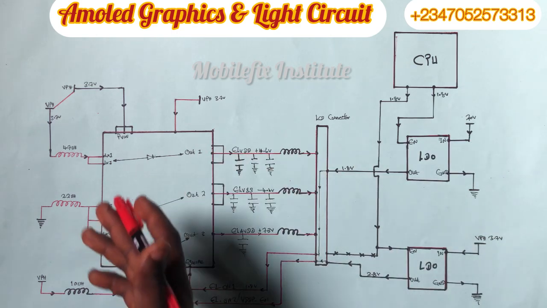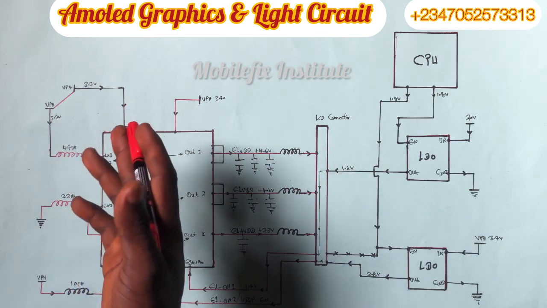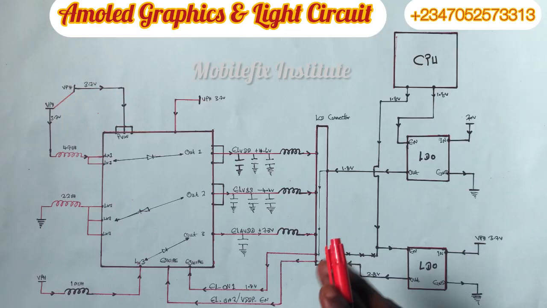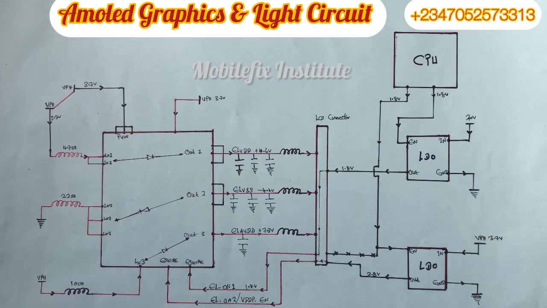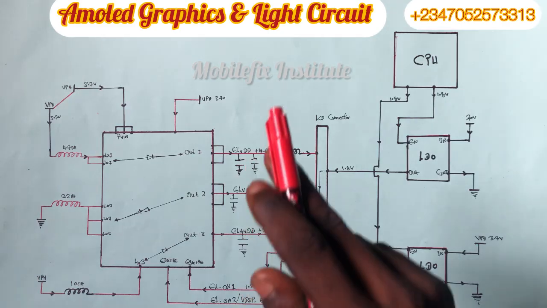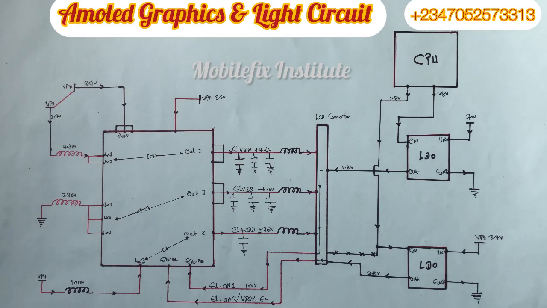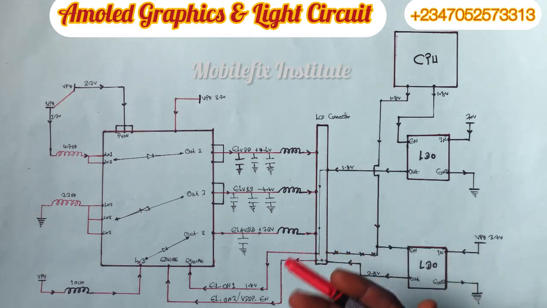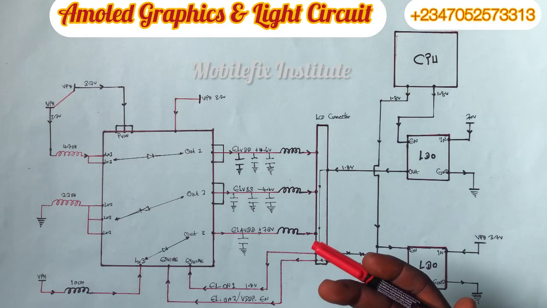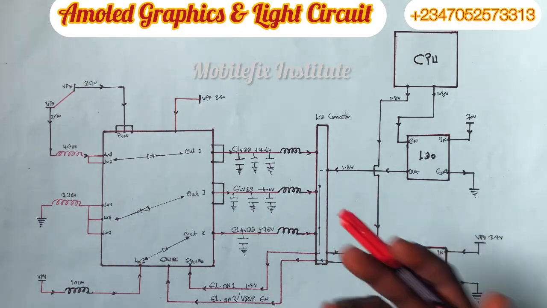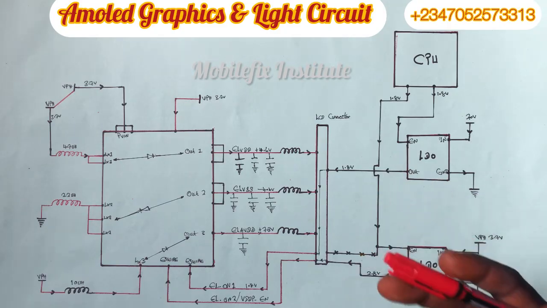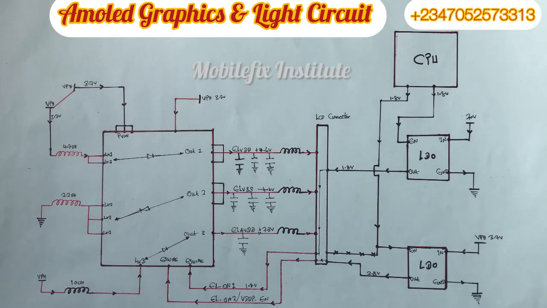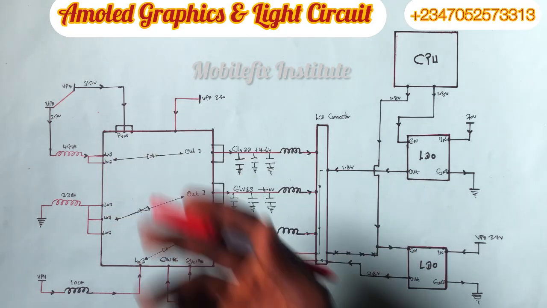But when you come to this type of circuit, AMOLED circuit, you will see that both the light and the graphics have been meshed together. So now we have to study this circuit because some of us don't know how to troubleshoot and work on this circuit. Most of the high version phones that we are using now make use of AMOLED screen.